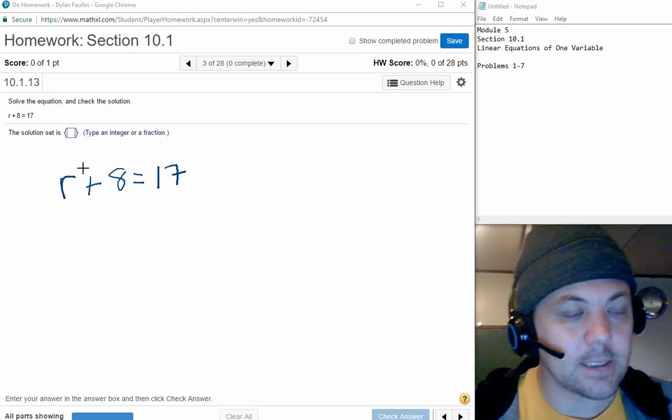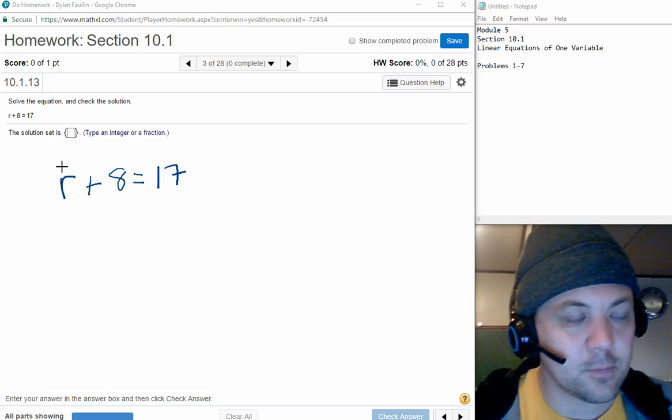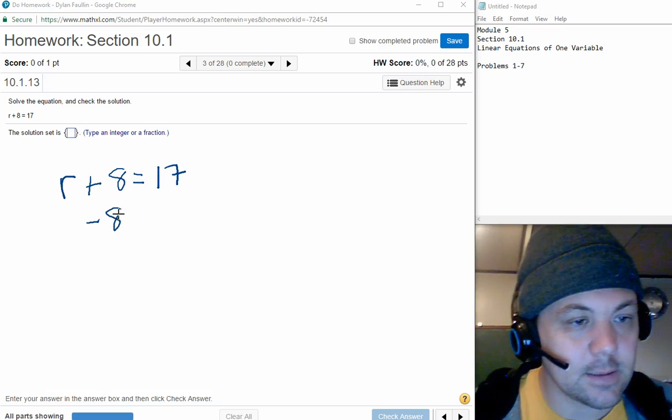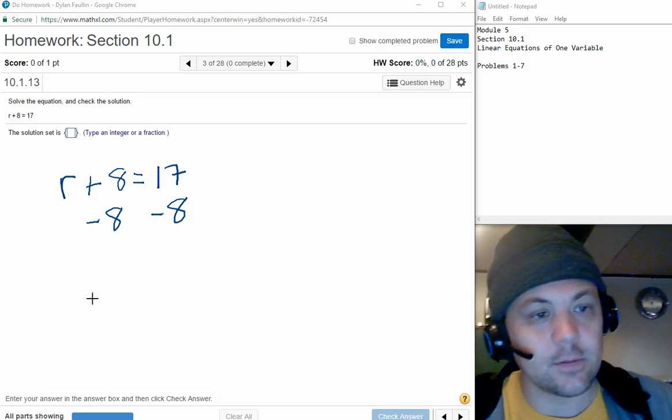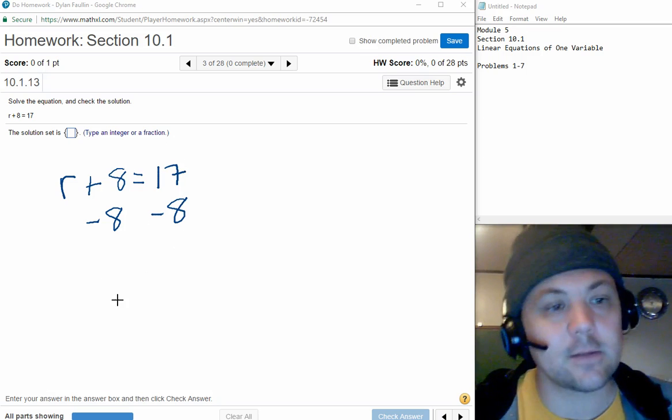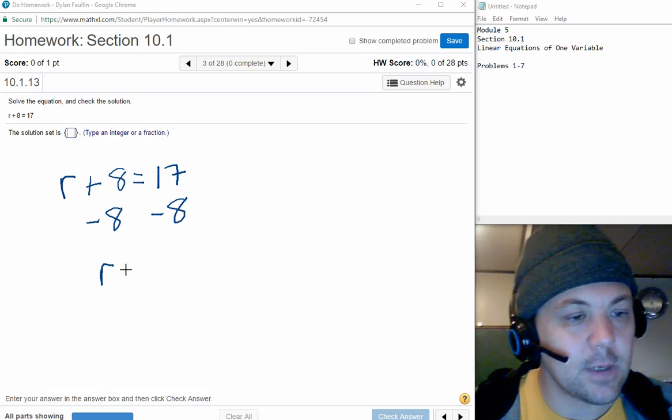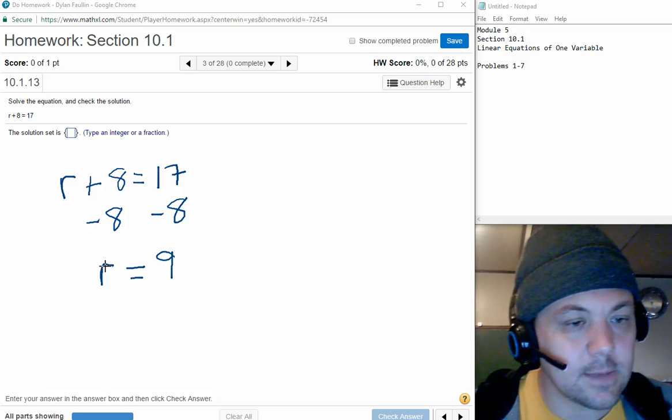I want to get r by itself, so I'm going to stop circling it. I just remember that's our goal. We want to get r by itself. To do that, we'll reverse or cancel out the plus 8 by subtracting 8. Those will cancel each other out. To keep it balanced out so that we get the solution to the equation, we must do the same thing to the right-hand side. And so we end up getting r by itself equals 17 minus 8, which is 9.